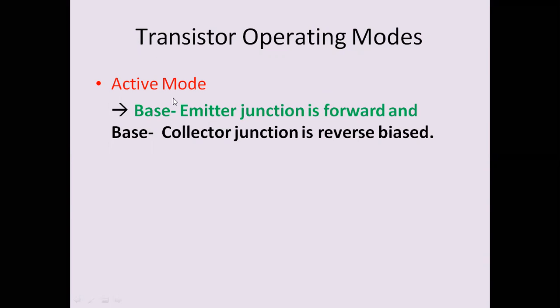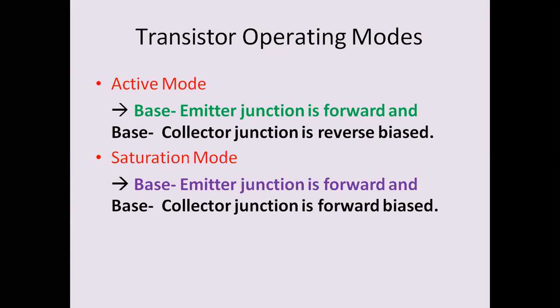First one is active mode, in which the base-emitter junction is forward biased and the base-collector junction is reverse biased. If you remember the transistor operation, we have two sides, the input side as well as the output side. If the input side is forward biased and the output side is reverse biased, then that is called active mode.